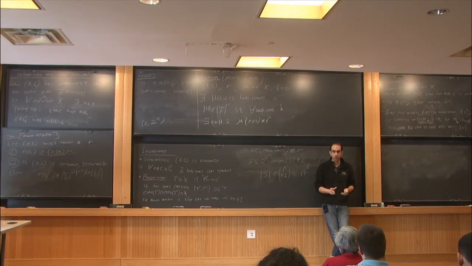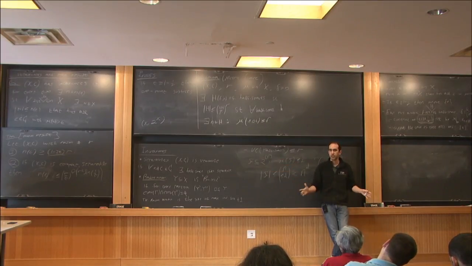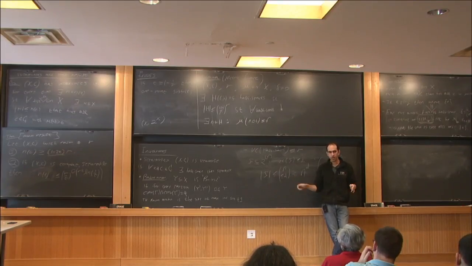So what I'm going to show is that there are no large codes. Families of small VC dimension do not contain large codes. The size of the largest code is 1 over epsilon to the d, roughly. And how am I going to do that? So here we're going to use this lemma.